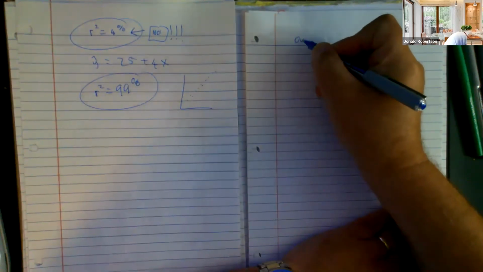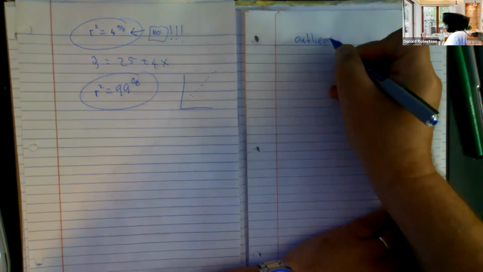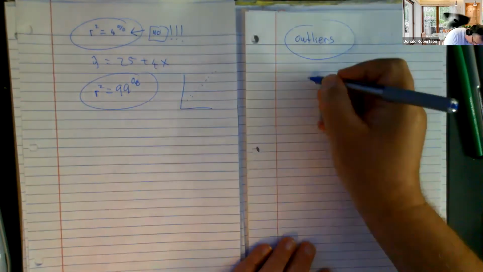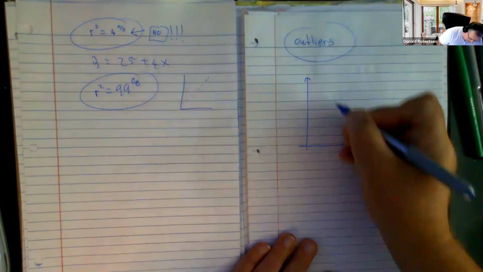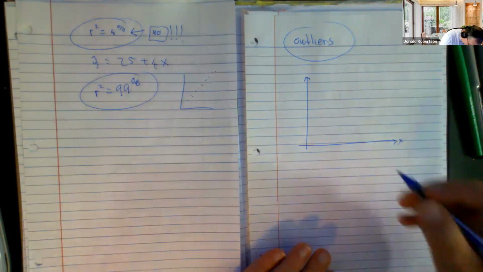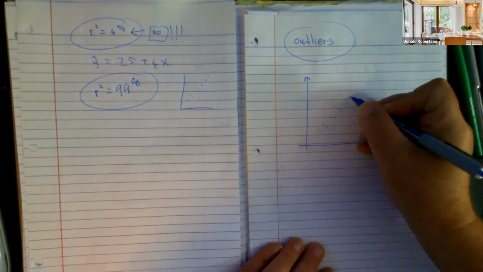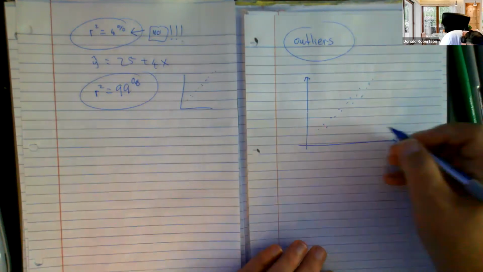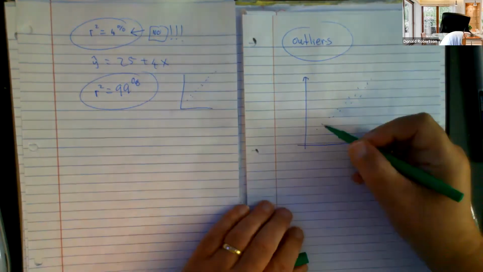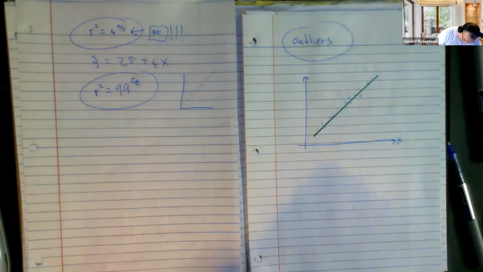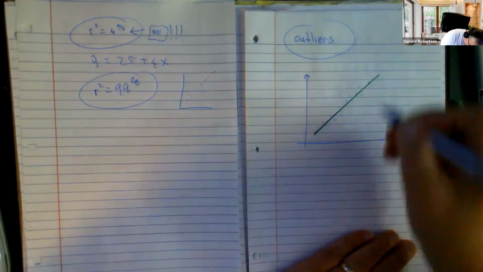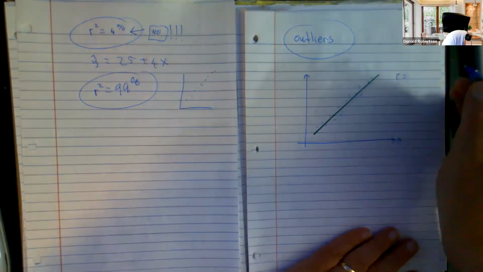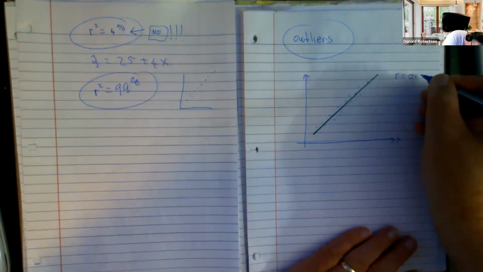My next topic, I'm going to add to our list, are things called outliers. We've talked about them, but I'm going to tell you how outliers can affect linear regression. So there's my normal data, and here's my best fitting straight line. Can we imagine we did this, and we'll stick to the R value again, and we got an R value of 0.9.